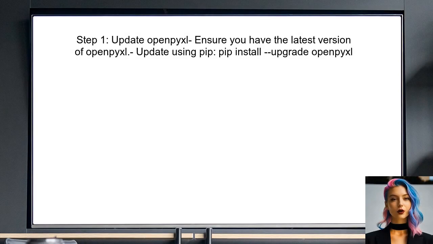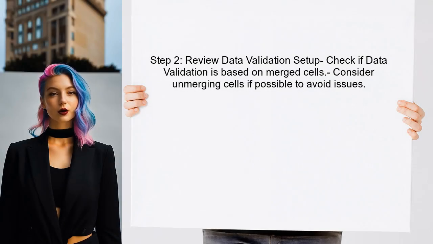To address the issue of lost data validation in Excel when using openpyxl, the user should first ensure they are using the latest version of openpyxl. This can help avoid bugs that may have been fixed in newer releases. Next, the user should consider checking how the data validation is being set up in the original Excel file. If the data validation is based on merged cells, it may lead to unexpected behavior when loading and saving the file.